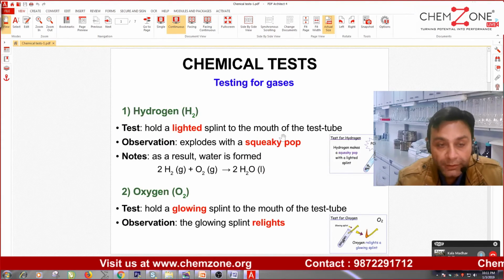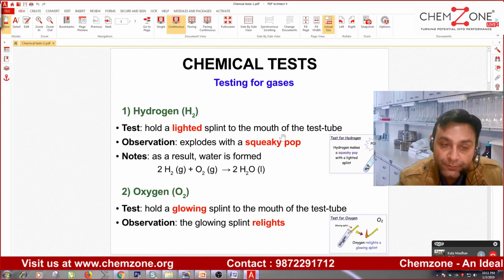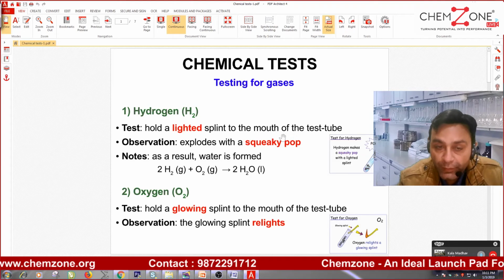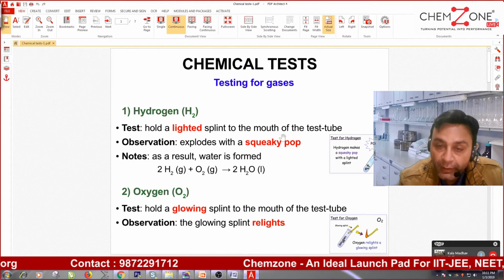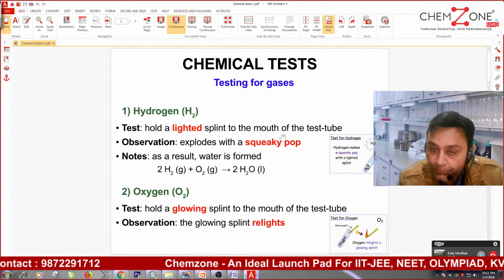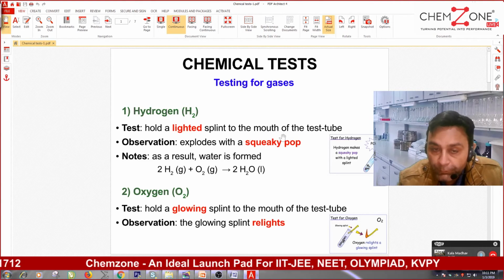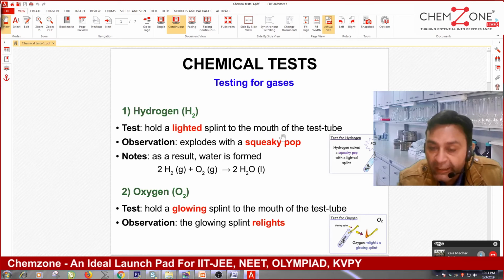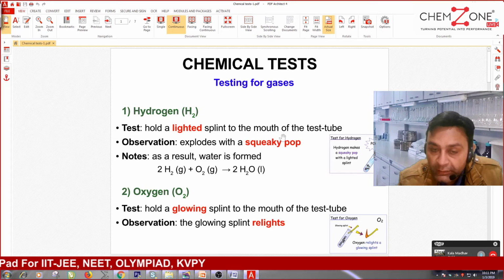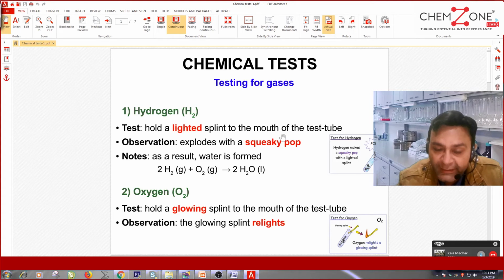This is a chemical test for gases, right? Test for hydrogen. How to test? Suppose in a particular reaction H2 gas is coming out. Just bring a lighted candle, a spark, near the entry point. Then H2 will combine with oxygen in the air and that will give a pop sound. A squeaky pop. It explodes. And that is a confirmatory test for the presence of hydrogen gas.